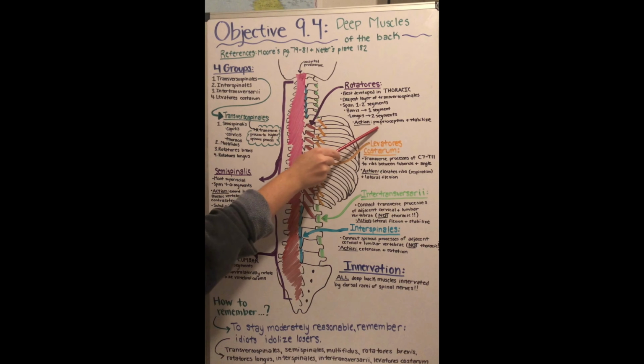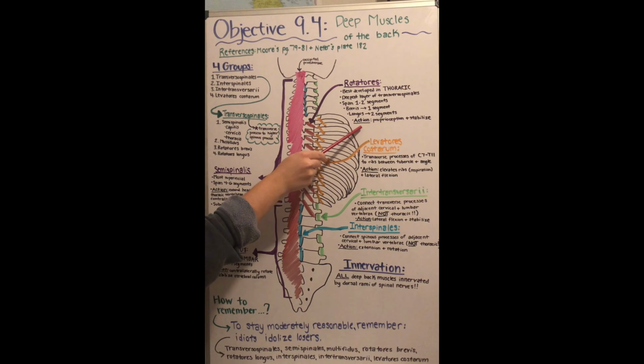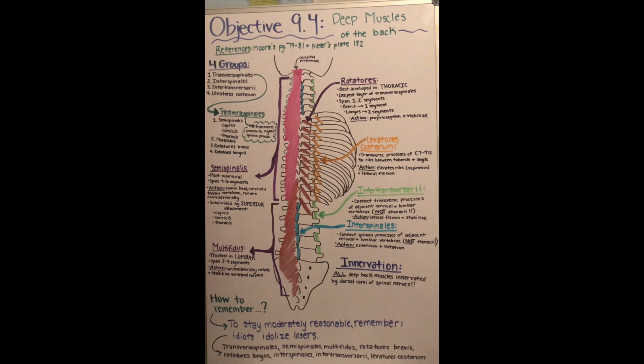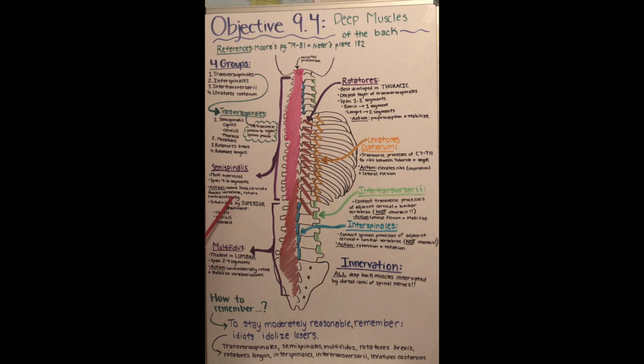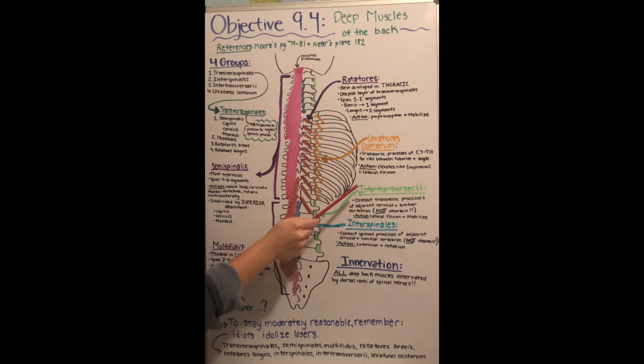The action of these muscles is somewhat unknown. They may function as organs of proprioception and possibly stabilize the vertebra. Okay, we're finished with the transversospinalis group. Now let's look at the other three deep back muscles.